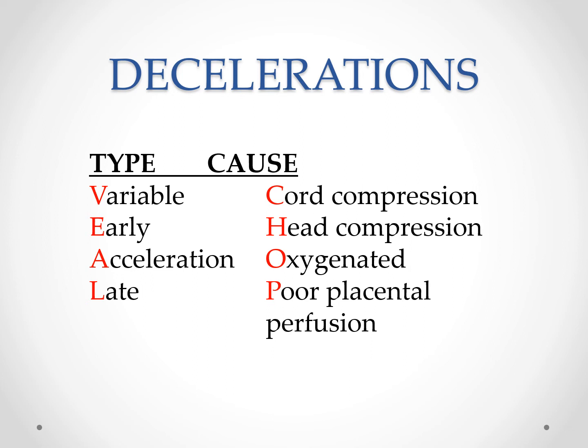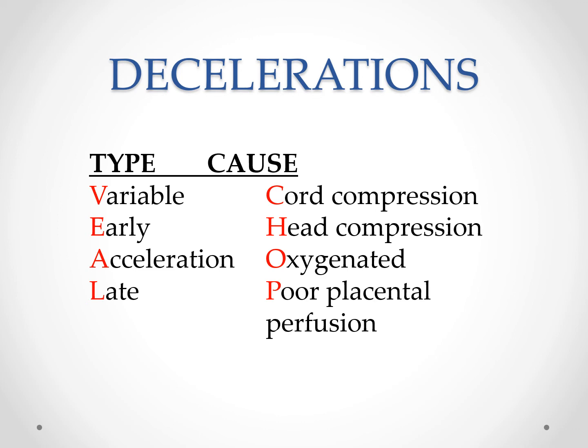They don't always look that way in real life, but for our purposes, because we're not going to be experts, we're just going to be very basic. So variables are caused by cord compression. The cord can be compressed because when the water breaks, it goes underneath the presenting part, usually the head, and is compressed that way. It could be that there's a knot in the cord, which I'll show you in a moment. It could be that the cord is wrapped around the fetus's neck or other body part.